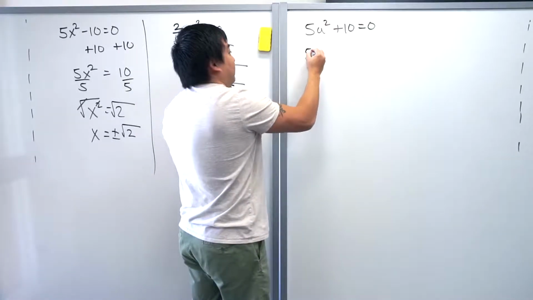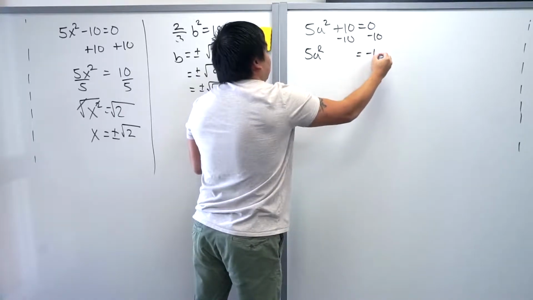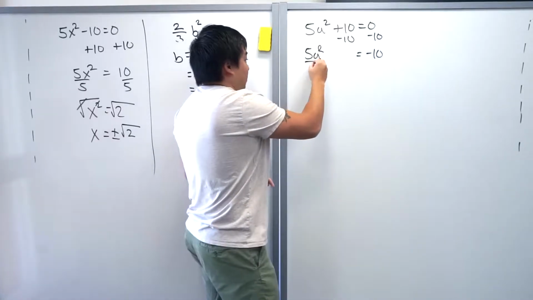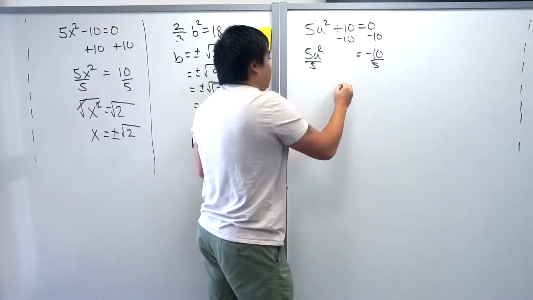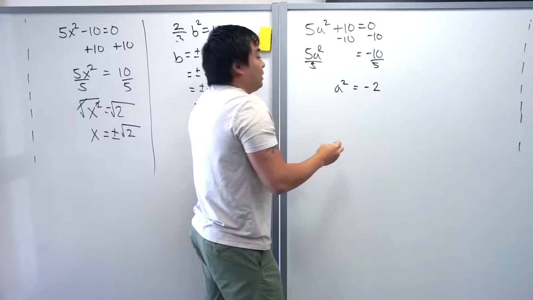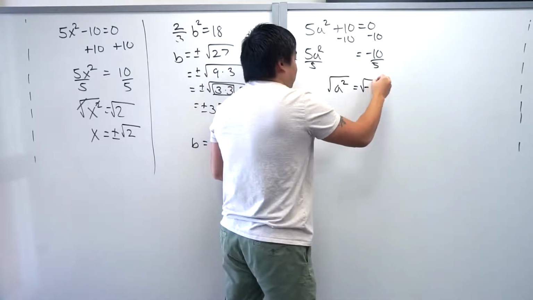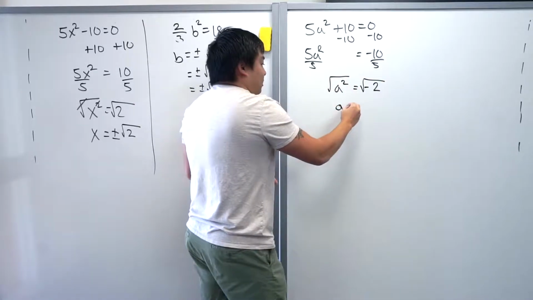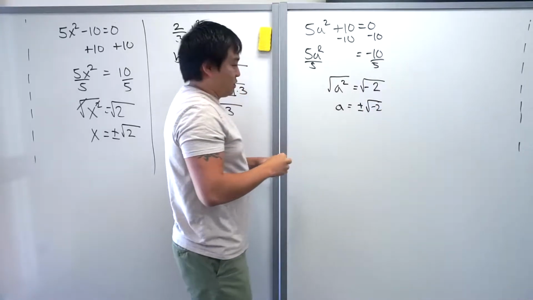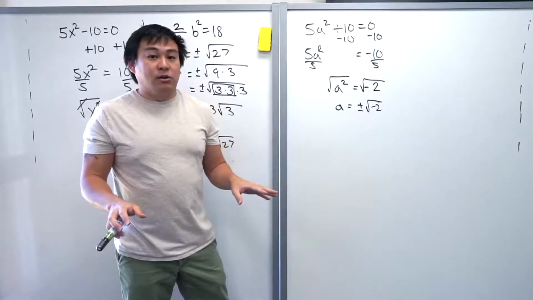So 5a squared, if I subtract 10 from both sides, you get 5a squared equals negative 10. Dividing through by 5, you get a squared is equal to negative 2. And then now square root both sides using the square root property. So a is equal to plus or minus the square root of negative 2. So the square root has a negative on the inside. That wasn't allowed. It wasn't in our domain.